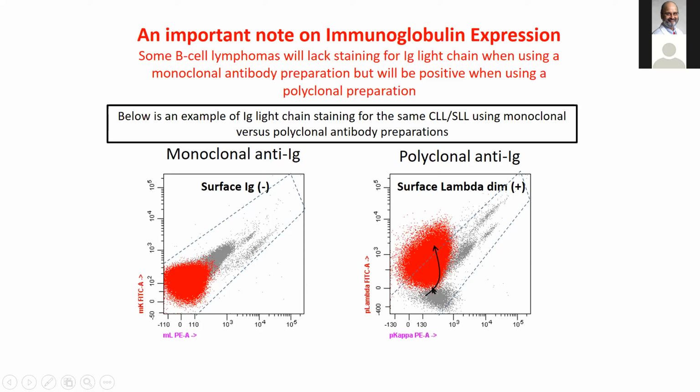Now, that doesn't mean that if we didn't have the polyclonal, we would miss this, because if it's a mature B cell population and it lacks expression of surface immunoglobulin, we would also consider that abnormal.